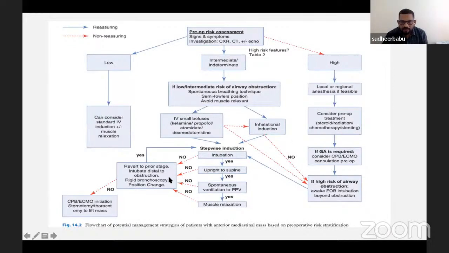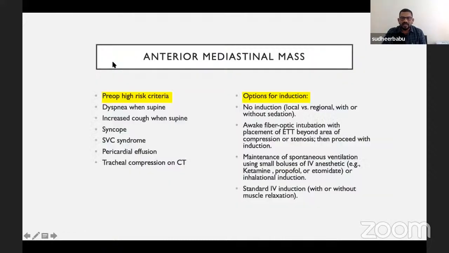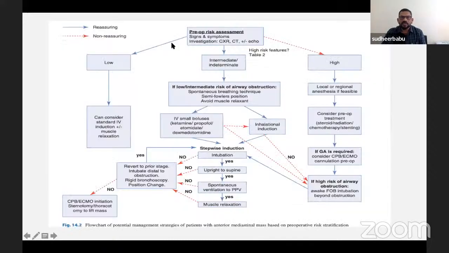So this is just a flow chart. In short, these are the high risk criteria, right? If the patient has only low risk, you can use the standard IV induction plus or minus muscle relaxant. If the patient has all these high risk criteria, the only option is pre-op itself. Before induction, we cannot induce the patient first of all, and you have to go on CPB or ECMO to maintain oxygenation and hemodynamic stability. Then after that, you have to induce the patient.